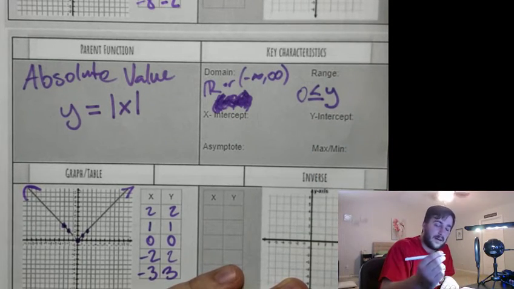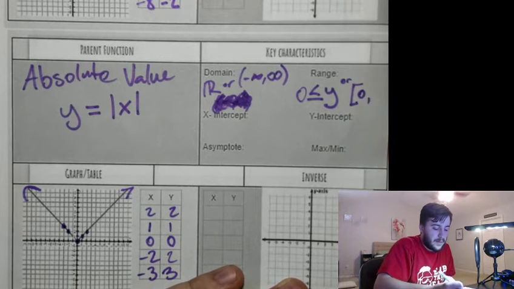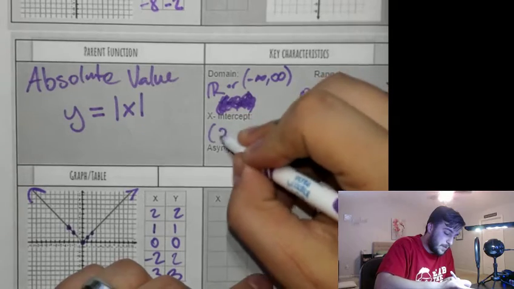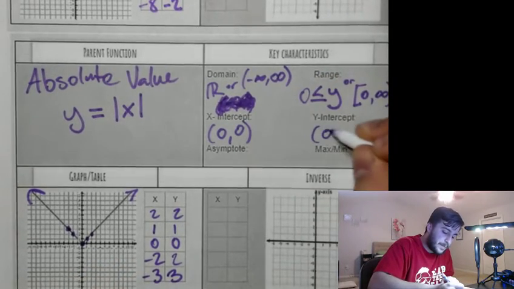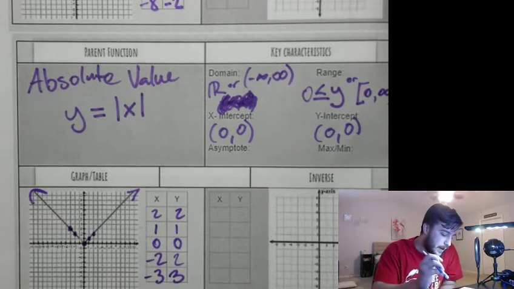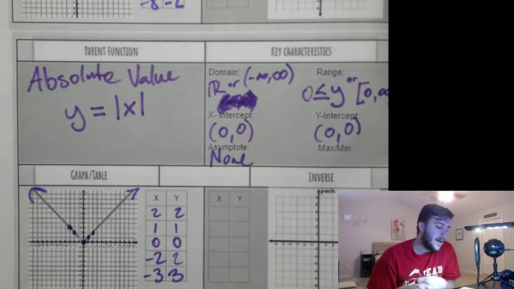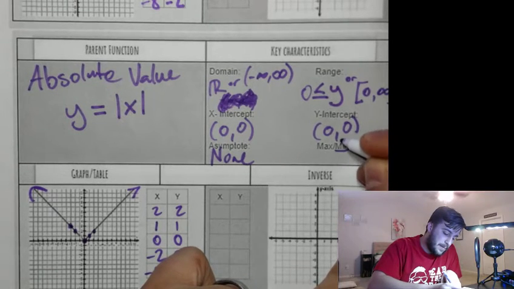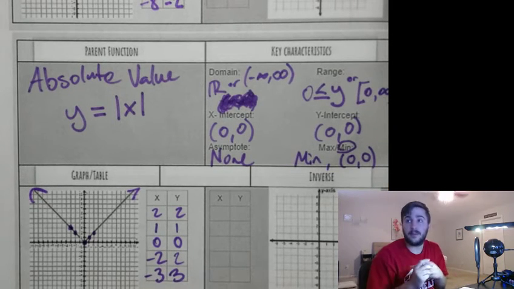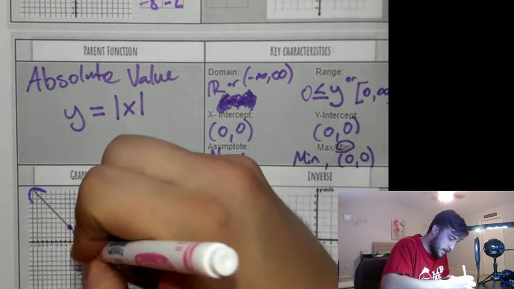Then our interval notation is going to be just like the quadratic. This one's going to be bracket 0, because we're going to include it, and then all the way up to infinity. That keeps going. Okay, x and y intercept, we go through that origin. Anytime you go through the origin, you're going to have the same x and y intercepts. It's going to be 0, 0. Asymptote, there is none. No invisible barrier. There is a minimum on this one at 0, 0. That's our lowest point. That's as low as we go, right here.